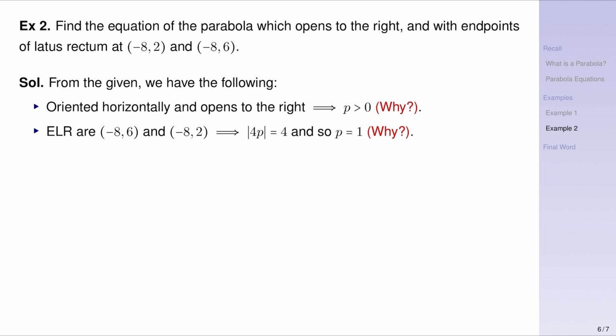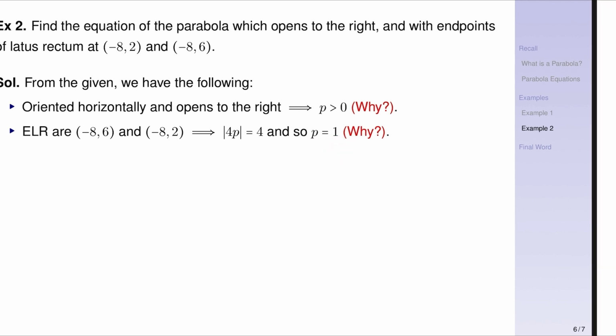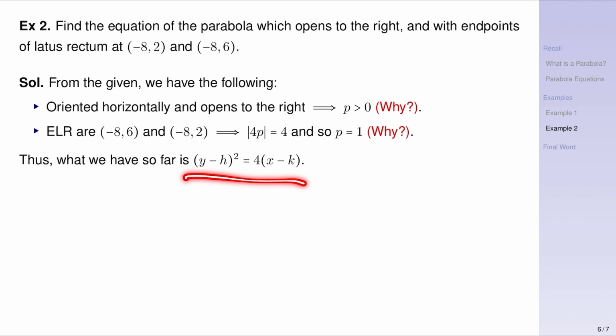And then once you have this, solving for p out here, you can either obtain p equal to 1 or p equal to negative 1. But since we obtained earlier that p is positive, we conclude that it must be p equal to 1. So we now have the p from the formula. What we have so far is this equation out here. Our only problem is determining what h and k is. And can you guess how we will obtain this from what we have?